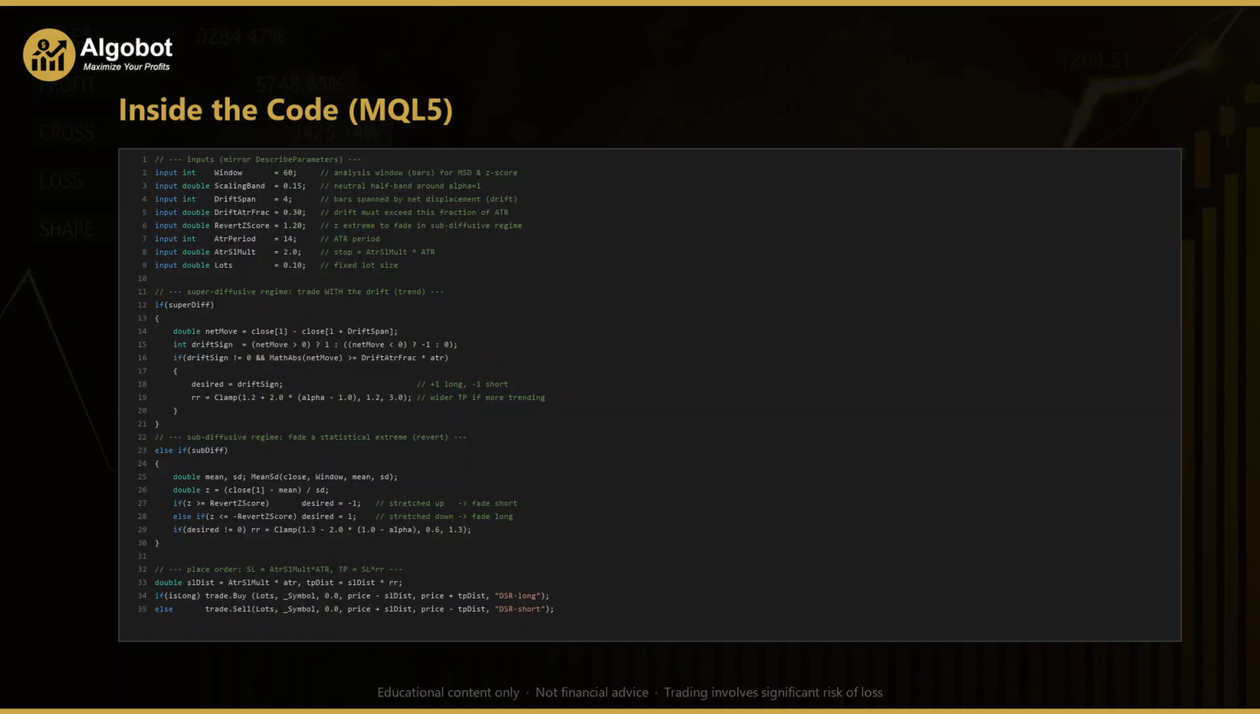Below the inputs are the two signal blocks. The first runs when the market is super diffusive.